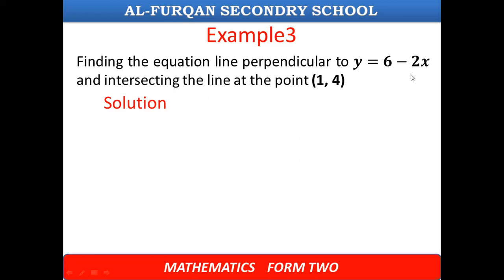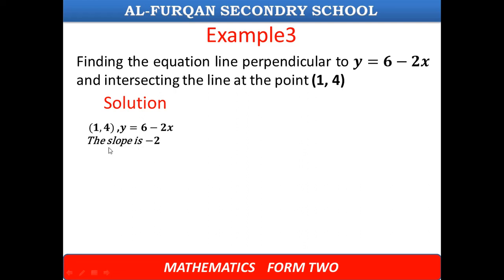Why? The point of intersection, the equation has the point. The line has a slope, a slope or gradient. We need m2, m1.